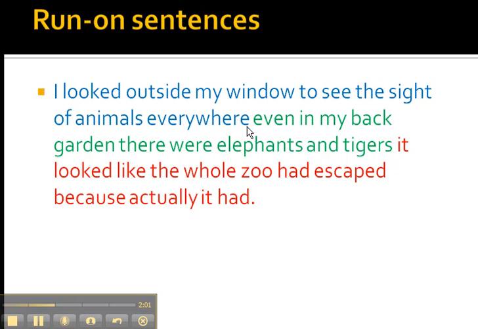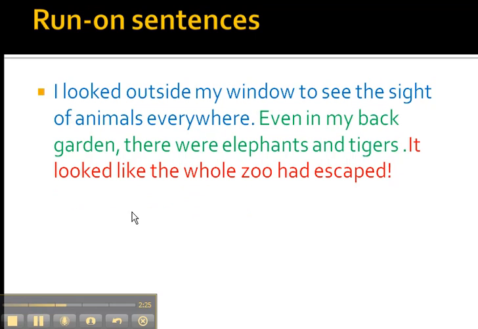Then, this would need to be a capital letter, wouldn't it? Even in my back garden, there were elephants and tigers. Full stop. Okay, and then you move on to a new thought. It looked like the whole zoo had escaped because actually it had. See, this little thing here doesn't really work too well, does it? And you could get rid of that, but you'd end up with something like this. So you've got your full stop. See, you've got three clear sentences here. First full stop there, second full stop there, exclamation mark there. Controlled, short, decent length sentences.